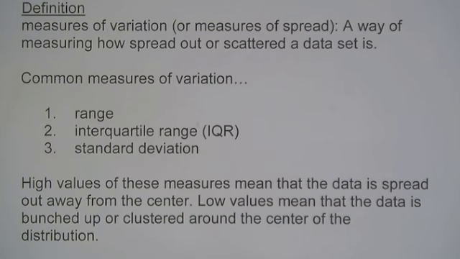Now, for all three of these measures, high values mean that the data is spread out away from the center. So it's a lot of spread away from the center. Low values mean that the data is bunched up or clustered around the center of the distribution. So high values mean lots of variation, low values mean little variation. And you'll be able to see that in all three of those measures of variation.